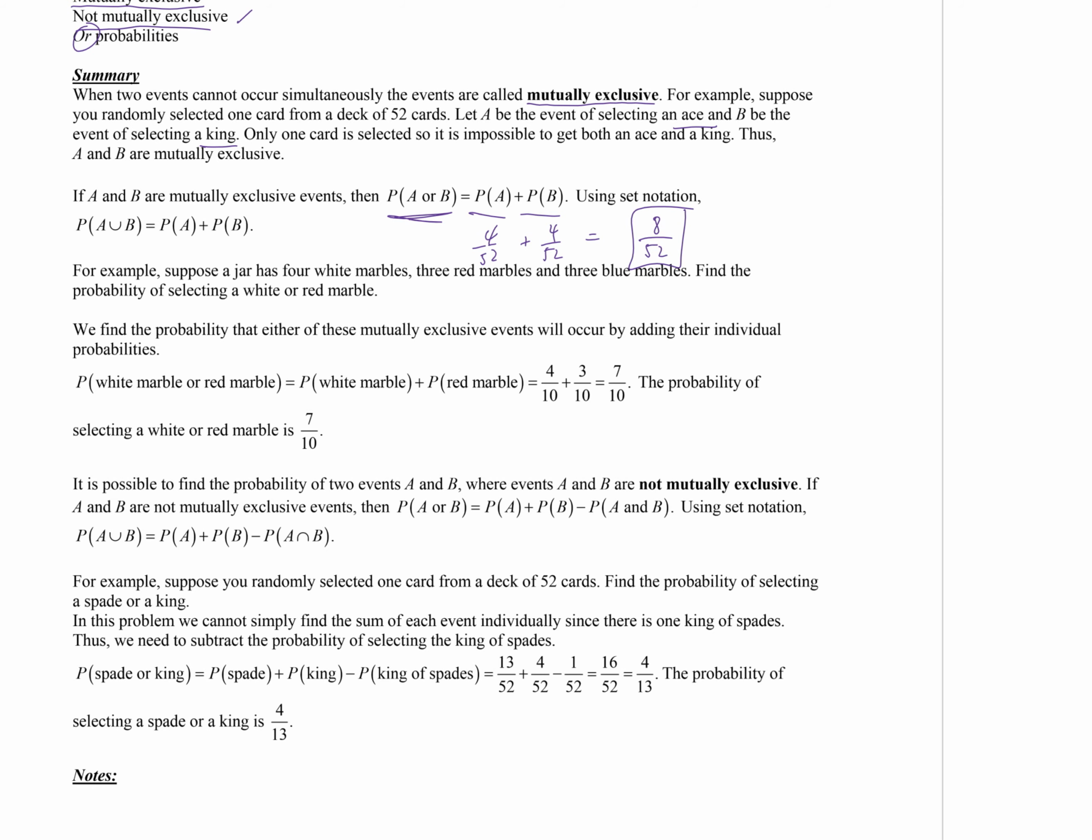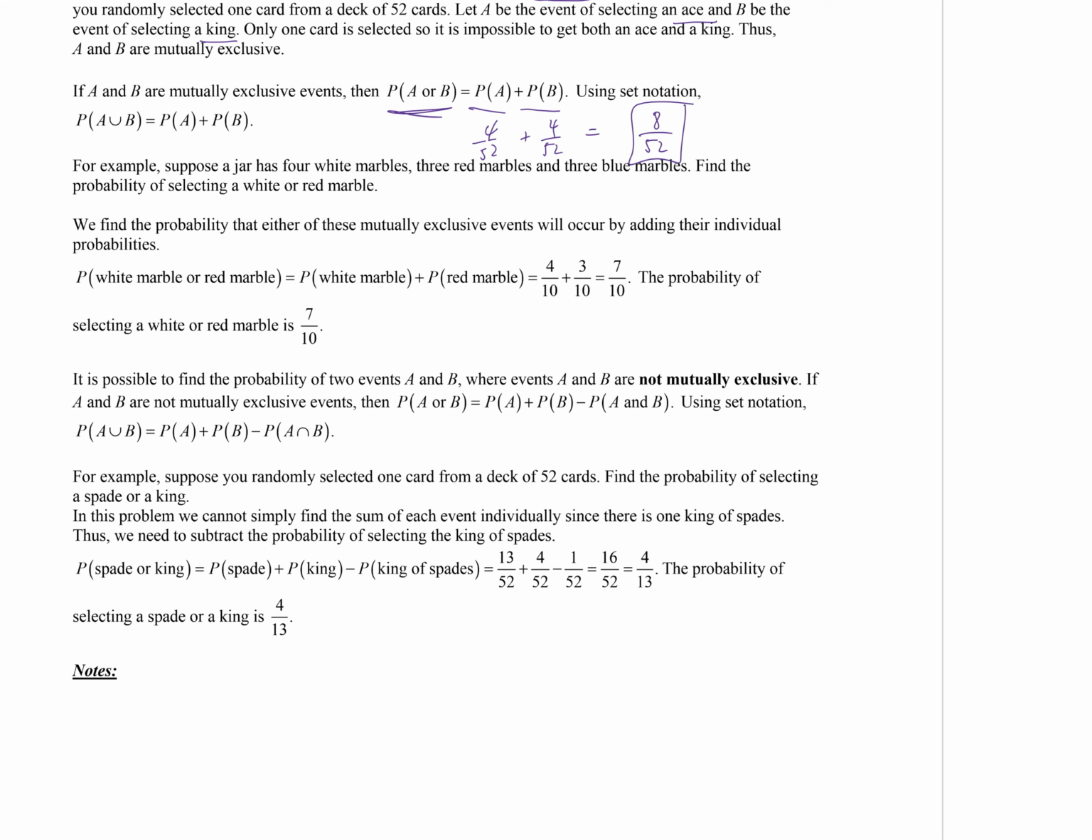It's really simple. Okay. Suppose you have a jar with 4 white marbles, 3 red marbles, 3 blue marbles. Find the probability of selecting a white or red marble. Well, what's the probability of getting a white marble? Let's see. There's 4 out of, let me see how many there are. There's 4, 7, there's 10 marbles. So you have 4 out of 10 marbles that are white.